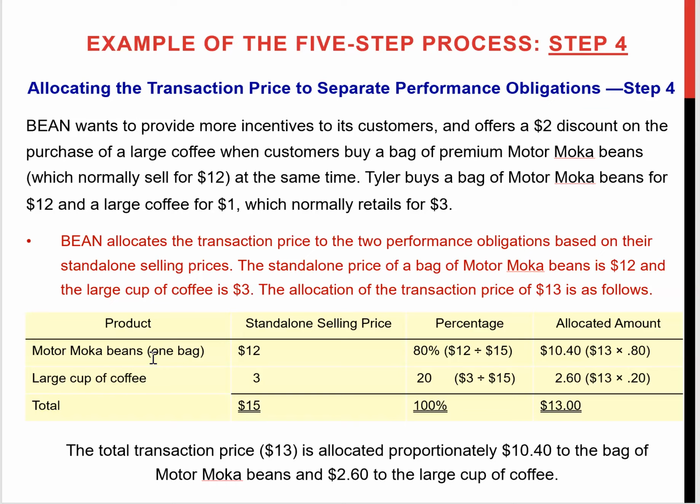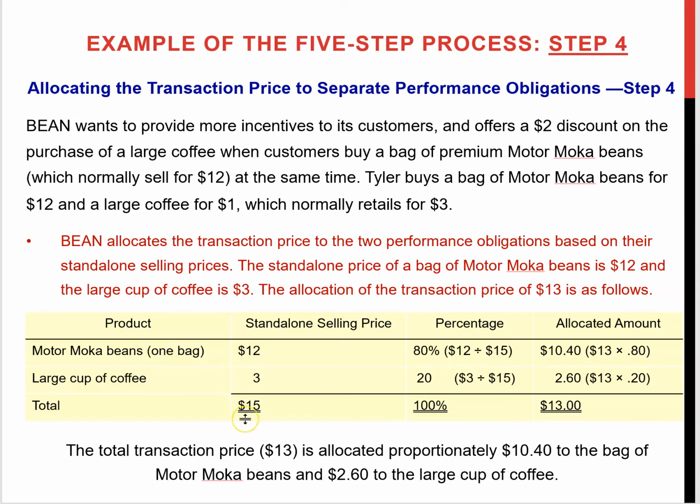So FASB's codification actually explained this, and they say that we have to allocate proportionately, right, when we combine it in one contract. That means first we will look at the standalone selling price for the two products, which you see the Motor Mocha bean bag is $12 and the large coffee is $3, total $15. And then we'll see the percentage or proportion of those two products or items.